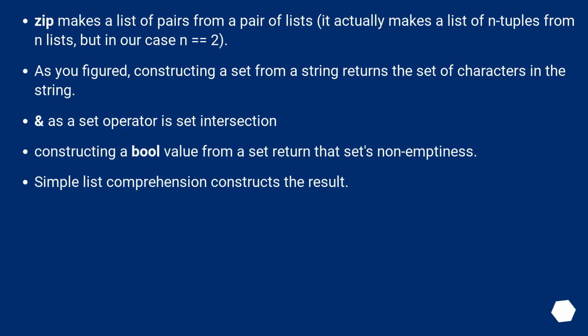Zip makes a list of pairs from a pair of lists. It actually makes a list of n tuples from n lists, but in our case n equals 2, as you figured. Constructing a set from a string returns the set of characters in the string, and the ampersand, as a set operator, is set intersection. Constructing a bool value from a set returns that set's non-emptiness. A simple list comprehension constructs the result.